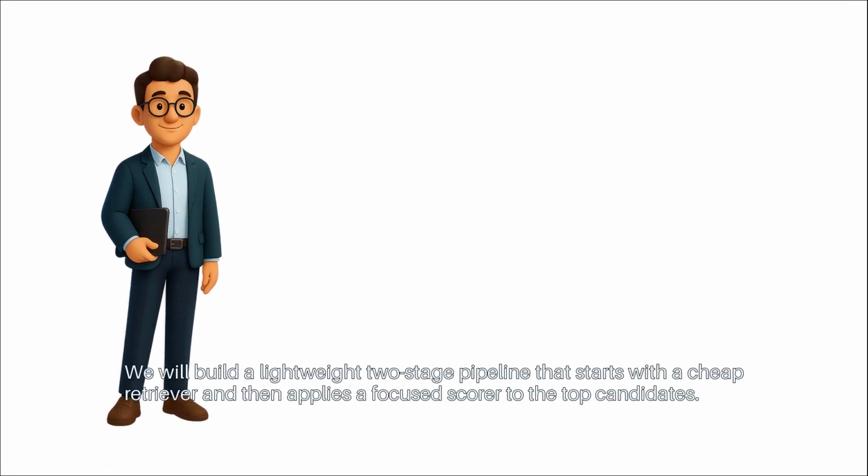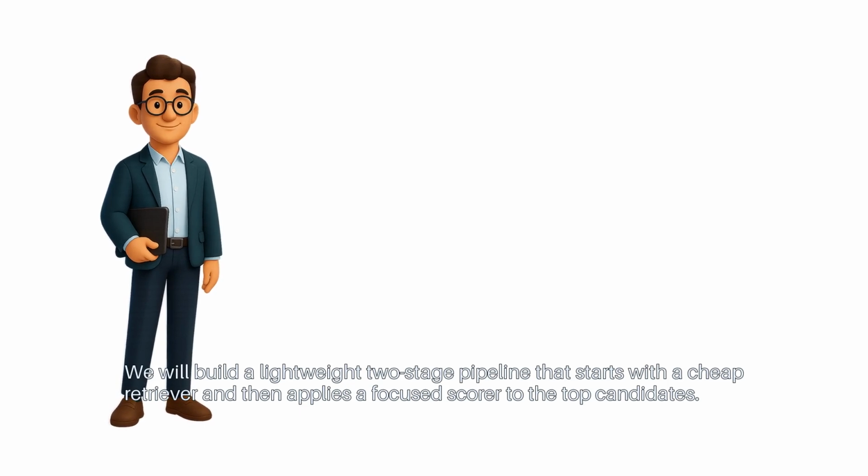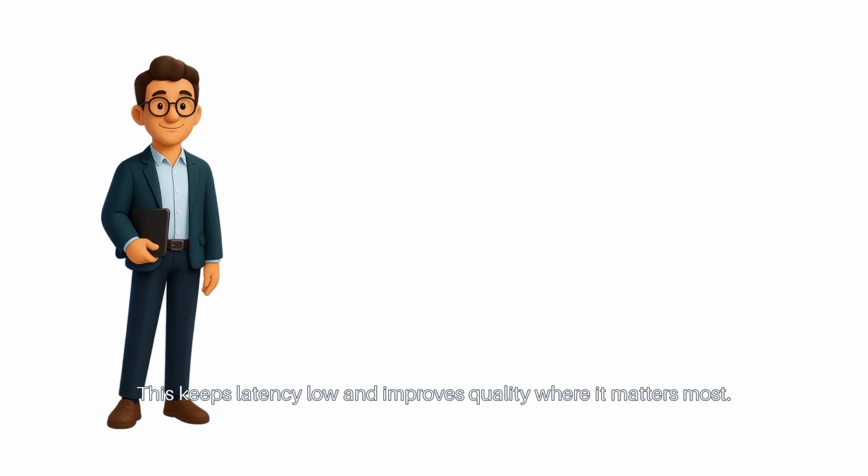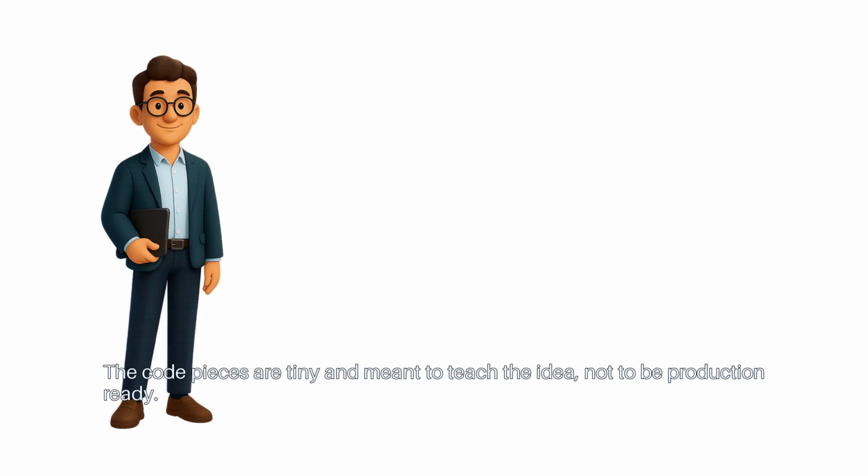We will build a lightweight 2-stage pipeline that starts with a cheap retriever and then applies a focused scorer to the top candidates. This keeps latency low and improves quality where it matters most. The code pieces are tiny and meant to teach the idea, not to be production ready.